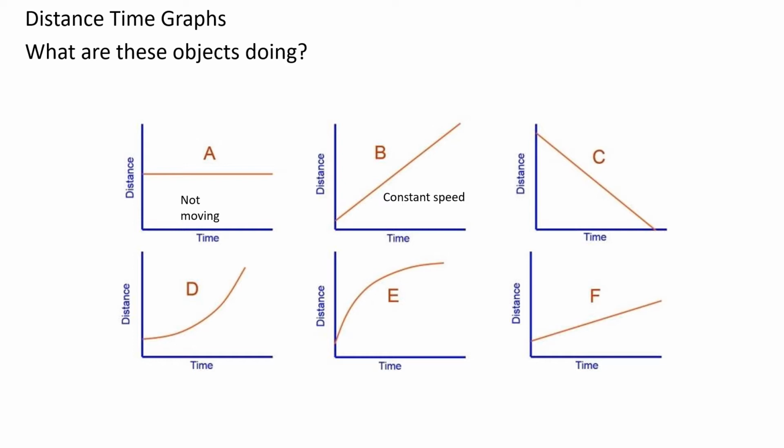What about diagram C? Here, the distance is decreasing at a regular rate every second. So it's going back to where it started, but it's doing it at a constant speed. At D, the gradient or slope of the graph is increasing. The gradient tells us the speed of the object, so this object is accelerating. E is doing the opposite. Its gradient is decreasing, so it's decelerating. How does diagram F compare with B? It's still moving at a constant speed, but it's slower than B.